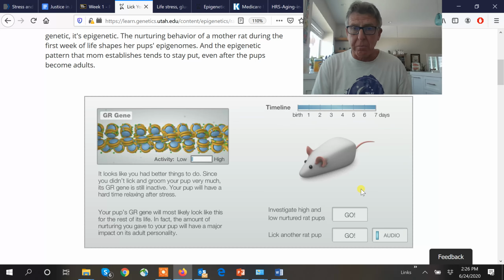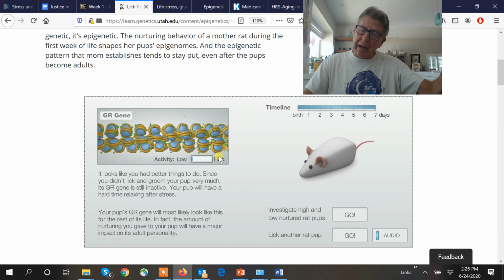Yikes. Now there's a burden. Okay. So, because you need to have that receptor to have this feedback turning off of the stress system.